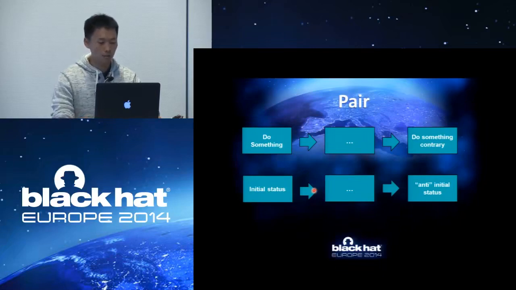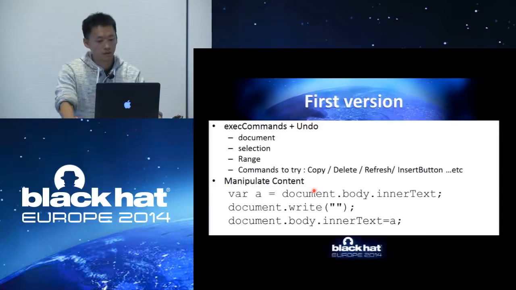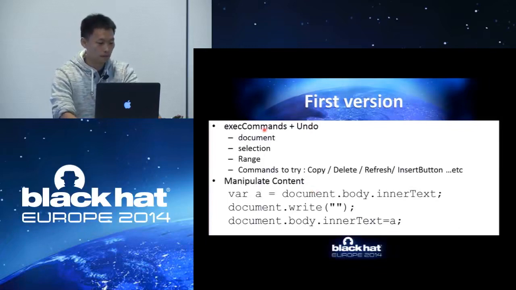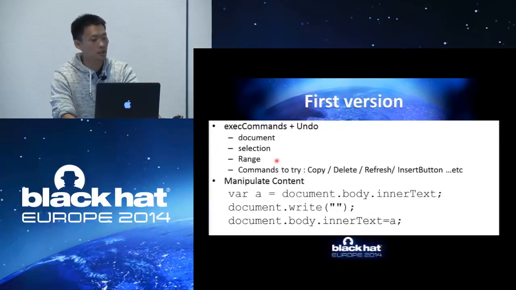Once we had this idea, we started to build our own fuzzer. The first version of our fuzzer, we did in a very easy way. There are 3 objects that can execute commands. Execute command is IE only. We can execute various commands on 3 different kinds of objects. The first one is the document, selection, and range object. We can execute commands on this object, then execute an undo command.